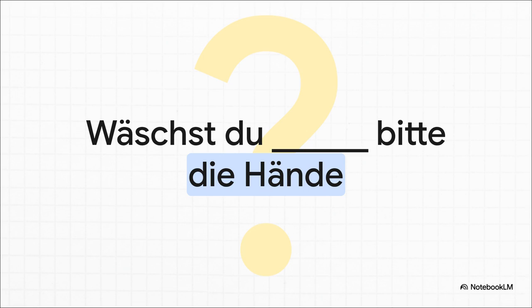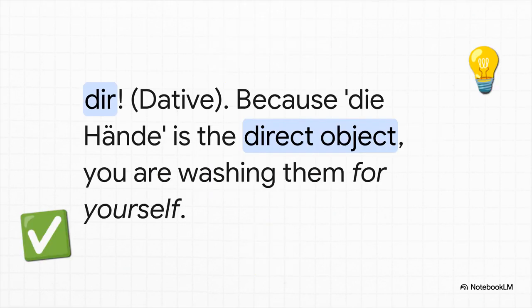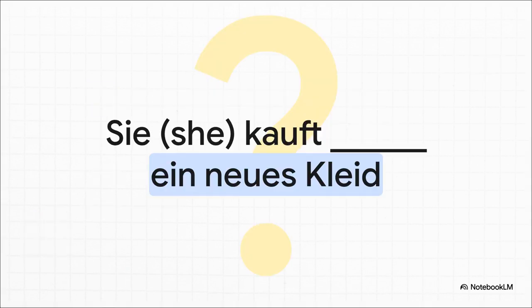What reflexive pronoun needs to go in that blank? Think about it. What's the direct object here? The answer is dir. Of course! It has to be dative because die Hände, the hands, is the real direct object. You are washing the hands for yourself. Excellent.